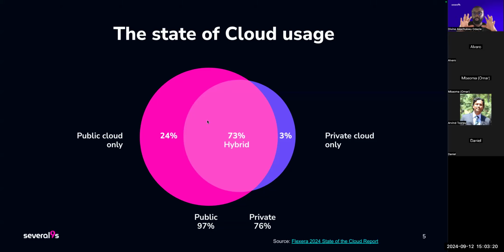If you look at the current state, this is the report from 2024. It says 24% of organizations use only public cloud. This number was 16% in the 2022 report, so that's just 2 years ago, but today it has risen back to 24%. So it went on a downward spiral, and then came back up. And 97% of companies use some form of public cloud. Public cloud, for those who don't know, is AWS, Azure, the public offerings.